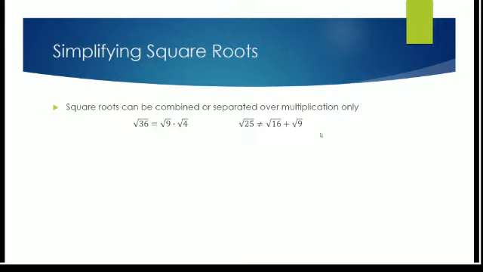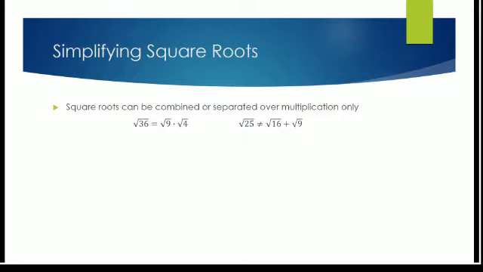Notice 16 plus 9 would be 25. But if we add these up, the square root of 25 is 5, but the square root of 16 is 4, and the square root of 9 is 3. That would be 7 on this side. These are not the same. Whereas if you look here with the multiplication, the square root of 36 is 6, the square root of 9 is 3, and the square root of 4 is 2. So these are equal. This is 6 equals 6. So we can split a square root up over multiplication, but not over addition. And that determines the way we're going to approach things when we simplify square roots.